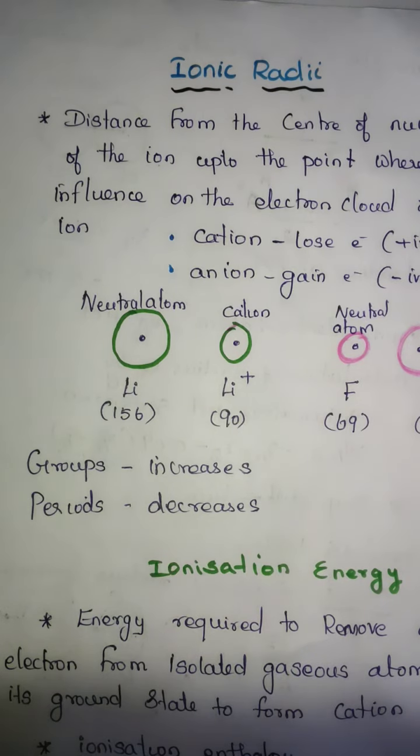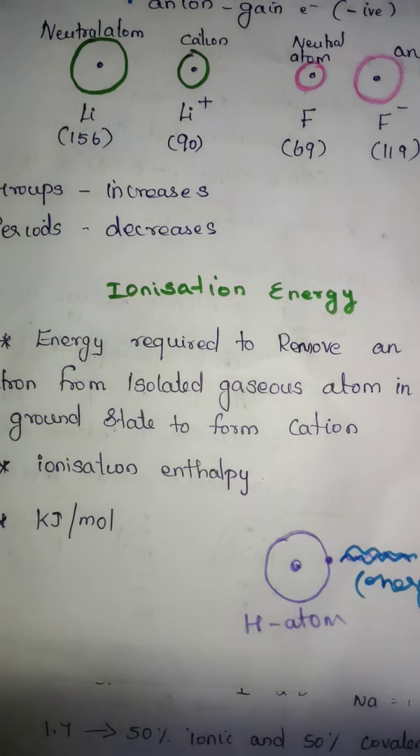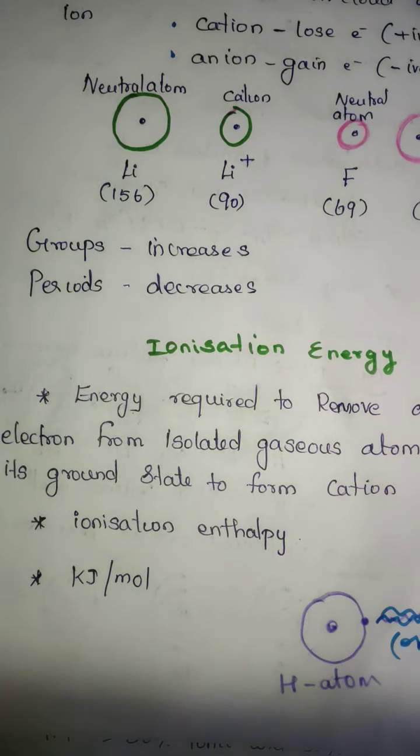Okay? The next one is ionization energy. The energy required to remove an electron from an isolated gaseous atom in its ground state to form a cation is called ionization energy. So what is ionization energy? Energy required to remove an electron from an isolated gaseous atom in its ground state. Ground state means in neutral state, to form a cation.